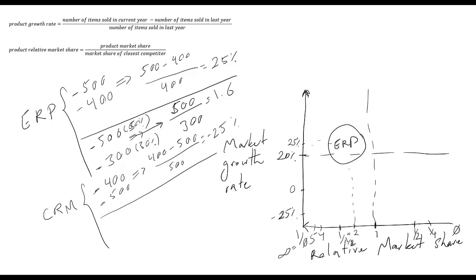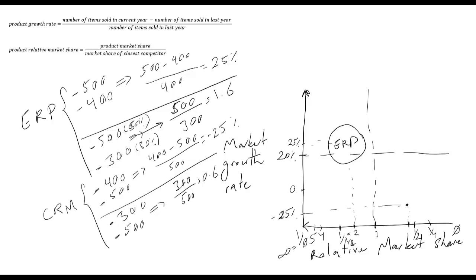And for the relative market share, again, for instance, we sold 300, and our closest competitor 500. So 300 divided by 500 will be 0.6. And it must be something around here. So again, we locate the center of our circle at the place where these two figures meet.